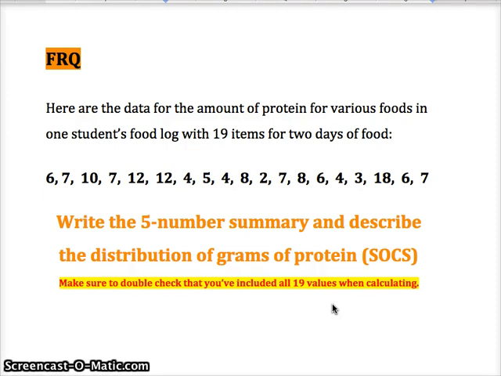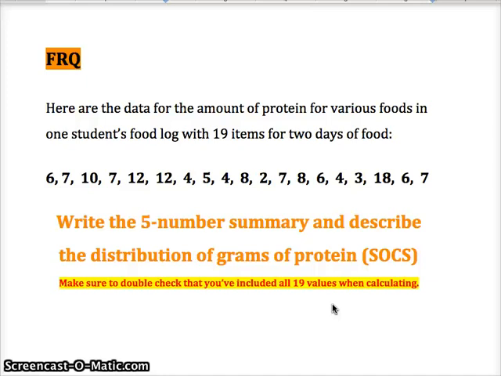I'd like you to find the 5-number summary and describe the distribution. So that means you need to do two things. Find the 5-number summary and then get a good idea of the graph. On the calculator, I would use the histogram and the box plot to get a sense for the shape and center. And then go ahead and answer the free response question.